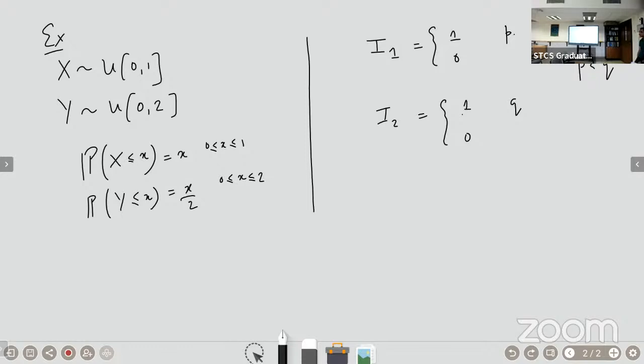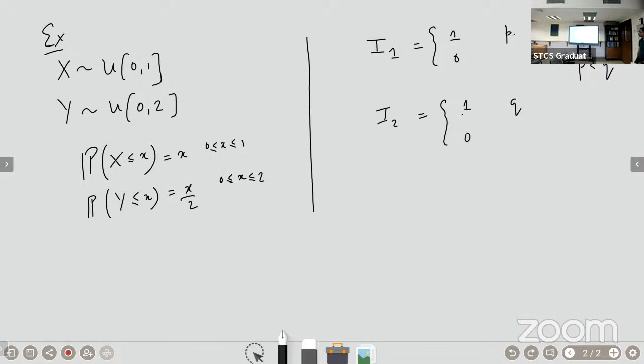Tell me which one is the right direction. What does the intuition suggest? Which coin would you pick if you are going to win with heads, and heads is 1? I2. Okay, why? It has a higher probability of winning, right? So it's just the complement set.